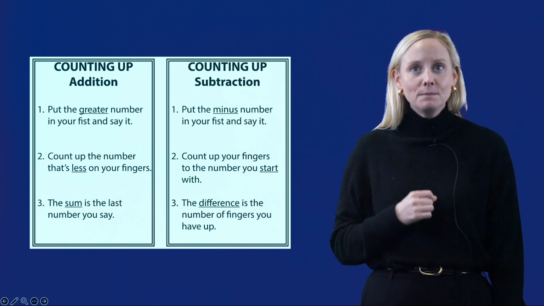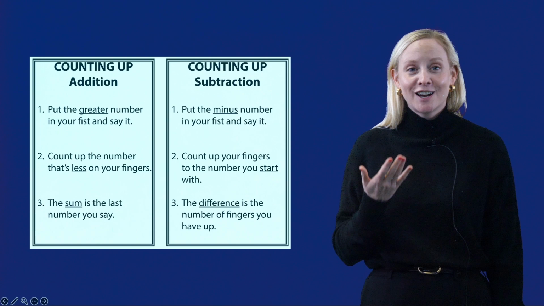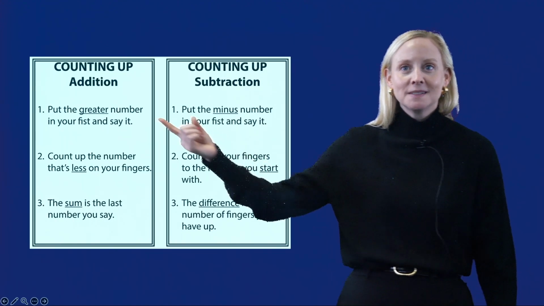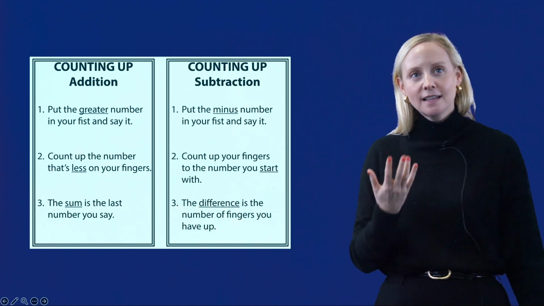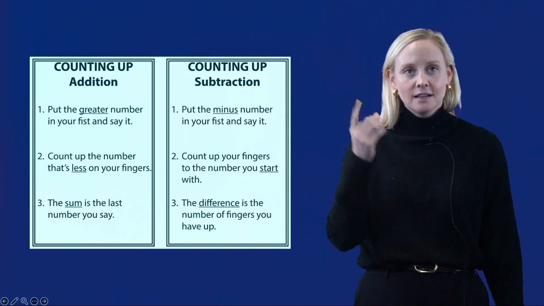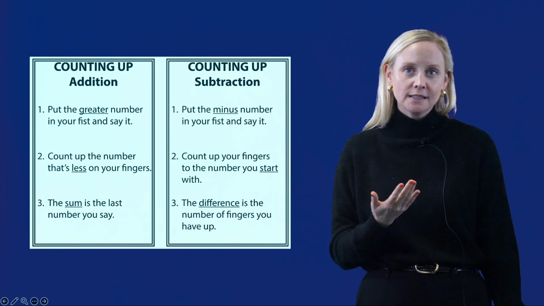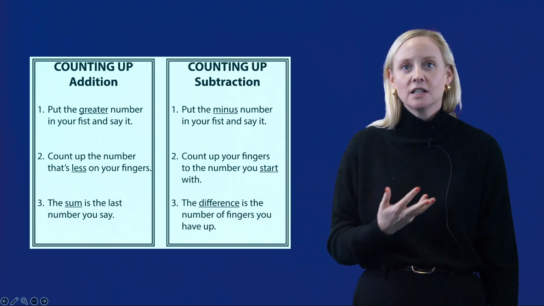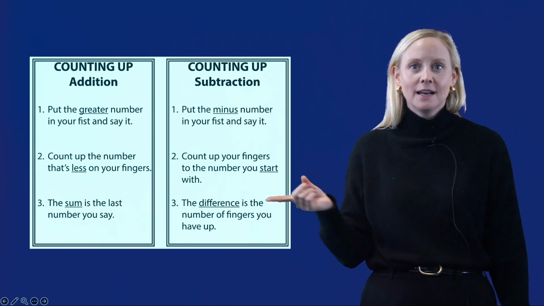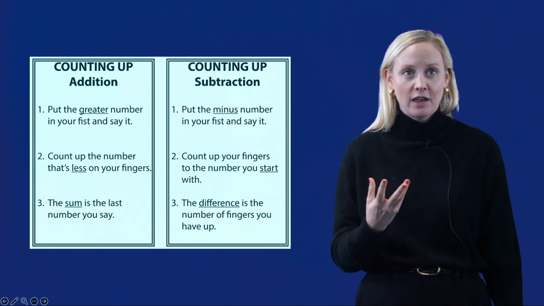It says, number 1, put the greater number in your fist and say it. Count up the number that's less on your fingers, and the sum is the last number you say. Notice I'm saying words like greater, less, and sum because we always want to be using formal math language with our students. The Counting Up Subtraction poster says, put the minus number in your fist and say it. Count up the fingers to the number you start with, and the difference is the number of fingers you have up. Again, I use words like difference and minus because we want to use formal math language.